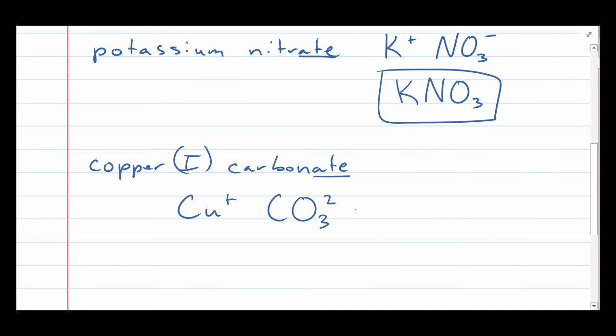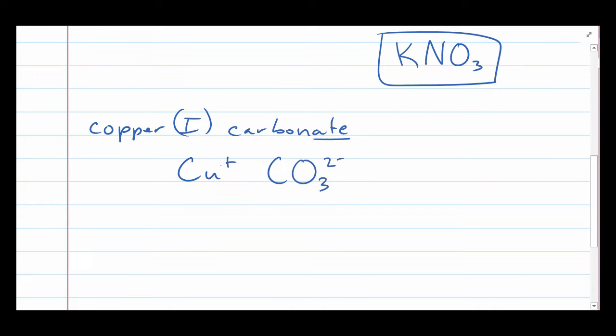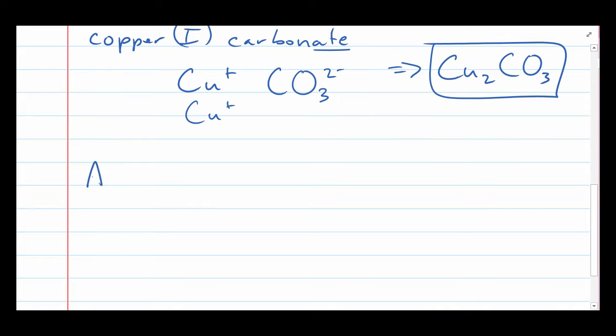So now if we want to write the formula, we need to balance the charges. Which one do we need more of? Okay, and how many coppers do we need altogether? 2. So now the charges are balanced. We have 2 positives balancing the 2 negative charges. The formula becomes Cu2CO3. Once again, the final formula is always written without indication of charge. We only show subscripts in the final formula. All right, we'll keep going if there's no questions.